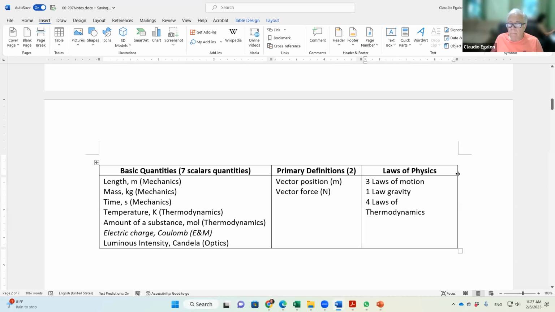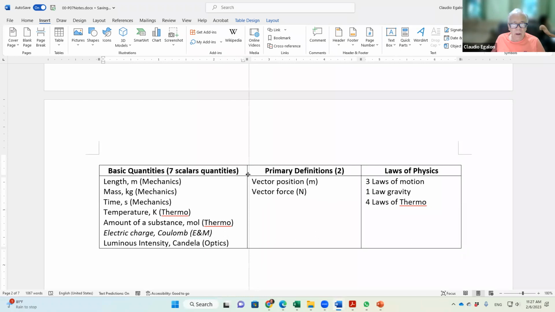I'm going to abbreviate thermodynamics as thermo, so you don't take up too much space here. Thermodynamics, okay? So you save space in my table. Space is at a premium here in this table.